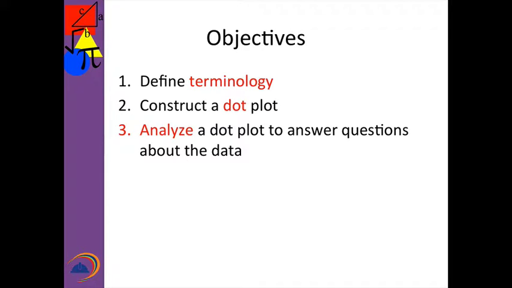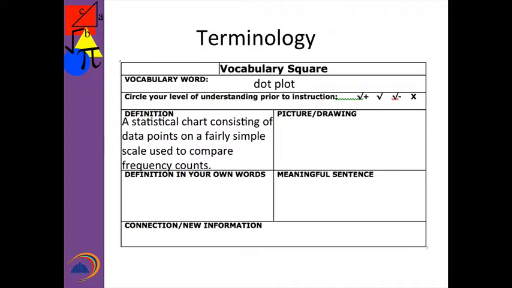All right. So the next thing, on your note taker, fill in the missing terms in red. Our objectives for today are that we are going to define terminology. We're going to construct a dot plot, and we're going to analyze a dot plot to answer questions about the data. Right. So let's go on to the first one. Here's our vocabulary square, and it should be on your note taker.